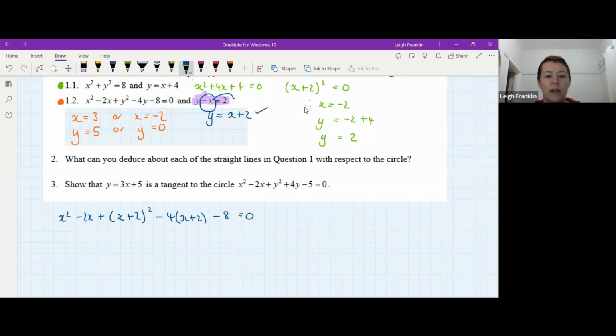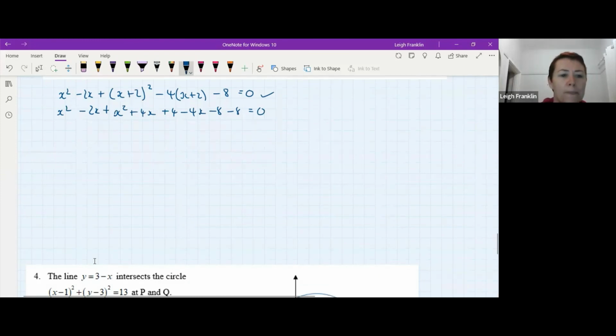Okay, so rearrange, sub in, remove brackets. x squared minus 2x plus, don't forget about the middle term. So square, double square, if you remember that from the last time. Minus 4x minus 8 minus another 8 is 0. Okay, so let's collect our like terms together here. This gives us x squared plus x squared, which is 2x squared. And we've got minus 2x plus 4x minus 4x. So the plus 4x and the minus 4x will add up to 0. So this just is going to be minus 2x.